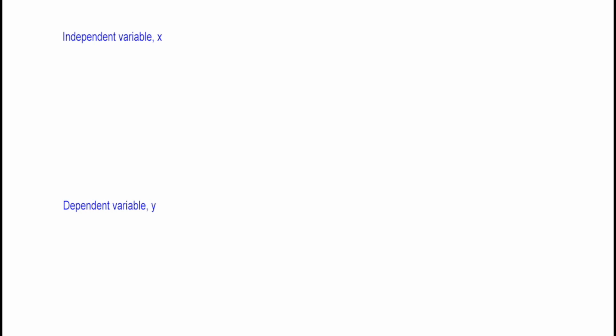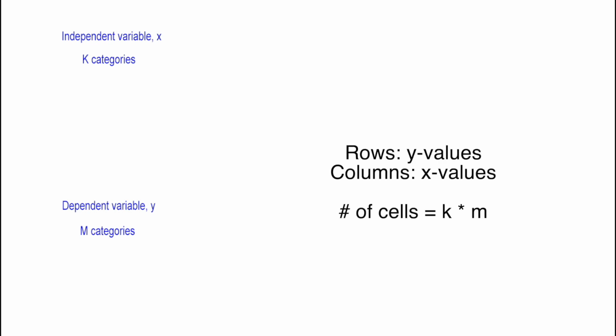Alright, so let's take a look at how we create a crosstab. We're going to start with our independent variable, which we'll call x, and our dependent variable called y. Now remember, crosstabs are for categorical variables only. So we're going to say here that independent variable x has k categories and dependent variable y has m categories. In most typical setups, we list the values of y on the rows and we list the values of x on the columns. So in order to find the total number of cell entries for our crosstab, we multiply m, which is the number of values of y, by k, which is the number of values of x.